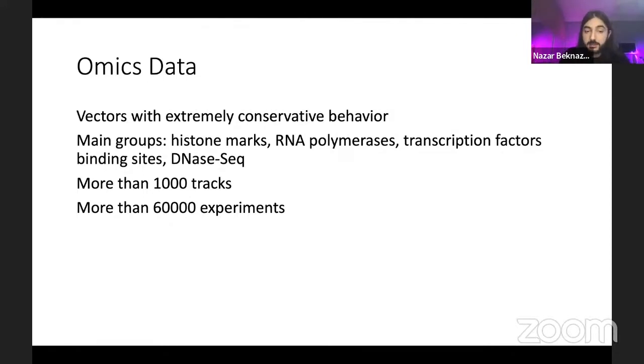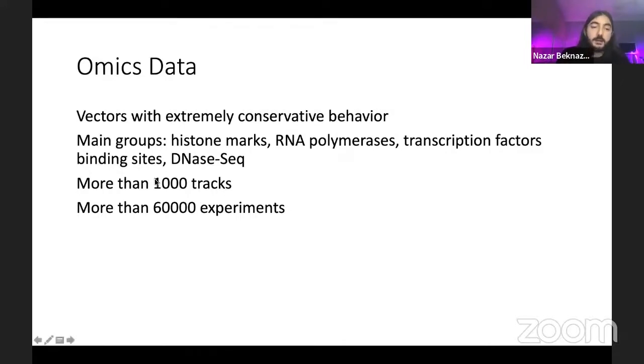For example, histone marks. We understand that histone marks are involved in DNA transcription, in DNA behavior, and so on. And different histone mark codes can affect the cell behavior and so on. And additional information like RNA polymerase, sites of transcription factors, DNA sequence experiments could be good information for the model in order to increase the quality of prediction.